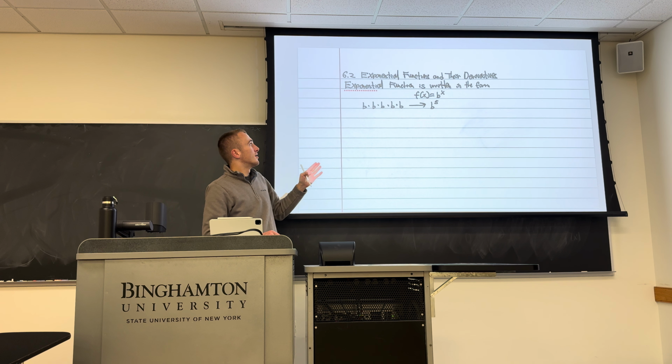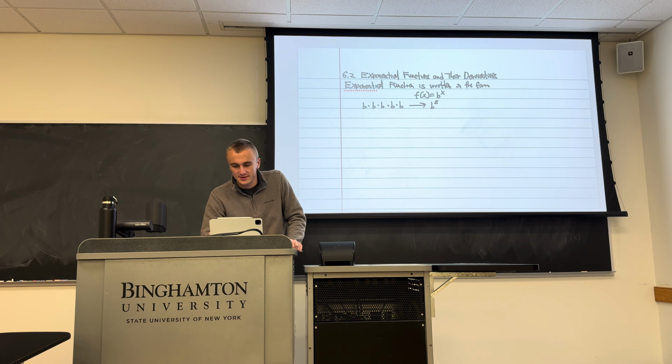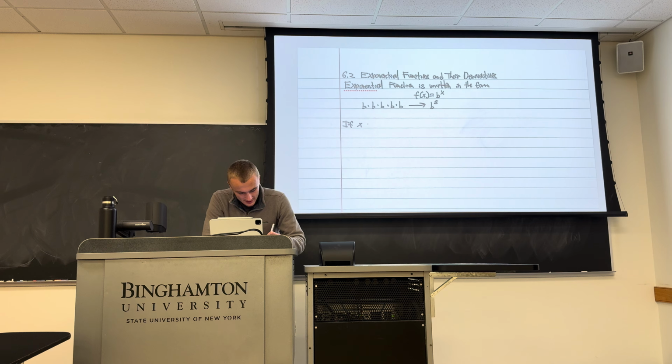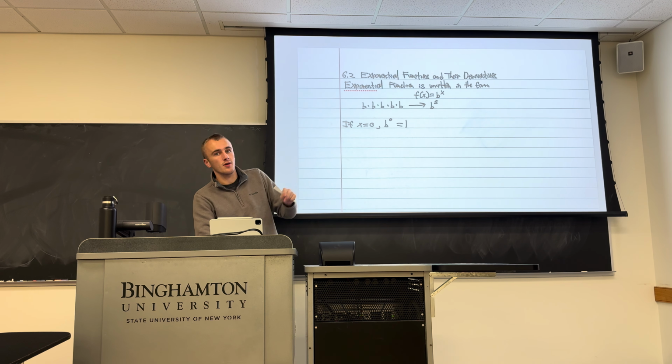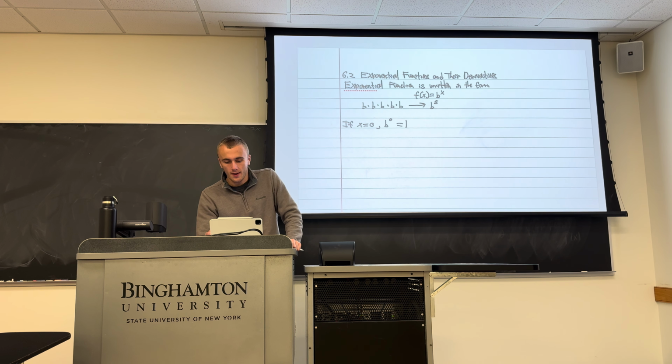So f of 5 equals b to the 5th, so that means we have 5 b values for any positive integer labeled as b. If x equals 0, then b to the 0 is always 1. So if x equals 0, b to the 0 equals 1. So anything to the 0 power always equals 1. That should be a little bit of review.